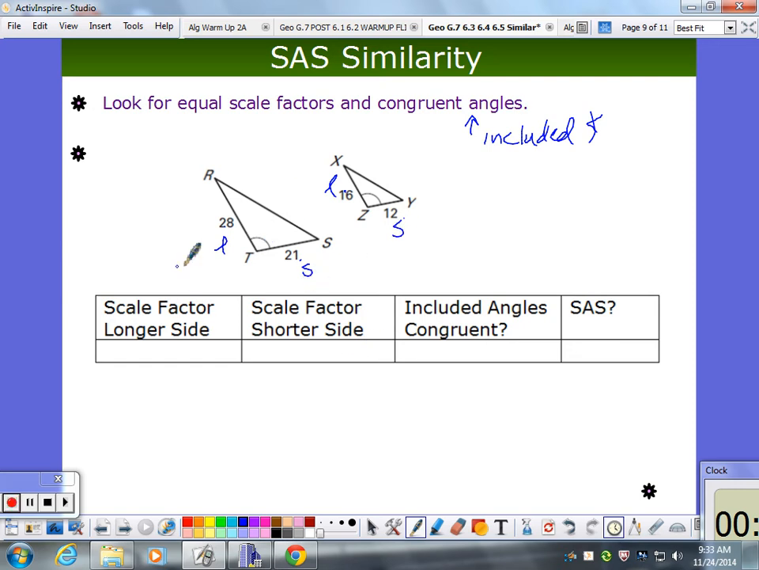But let's see, scale factor longer to longer is 28 to 16. Divide by 4, yes? 7 to 4? Let's try this one, shorter, shorter. So 21 to 12. I can divide by 3. That looks good. In proportion, in proportion. Yes, the included angles are congruent, so yes. That's what a side angle side similarity looks like.